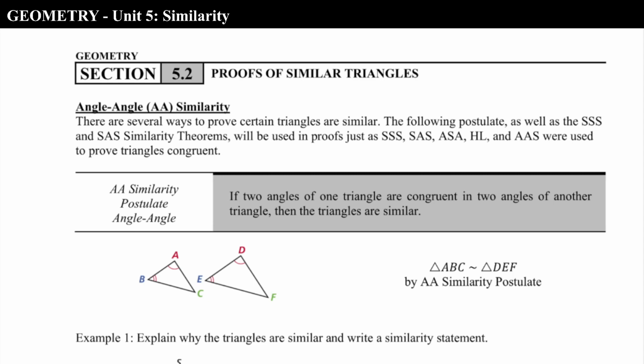Now, if two angles of one triangle are congruent to two angles of another triangle, then the triangles are similar. Now, your question may be, why is it not angle-angle-angle similarity? Well, because we only need two angles, because if two sets of angles are congruent, then we know that the third set of angles are congruent by default. So here we can say that triangle ABC is similar to DEF by angle-angle similarity.